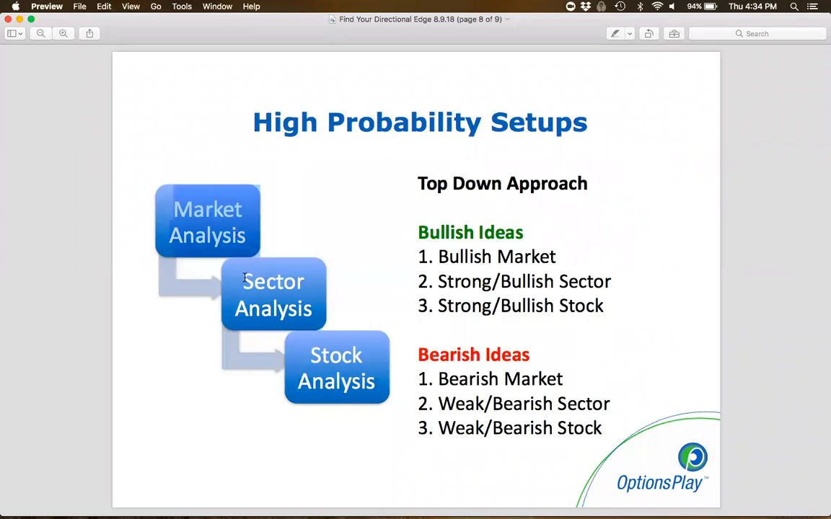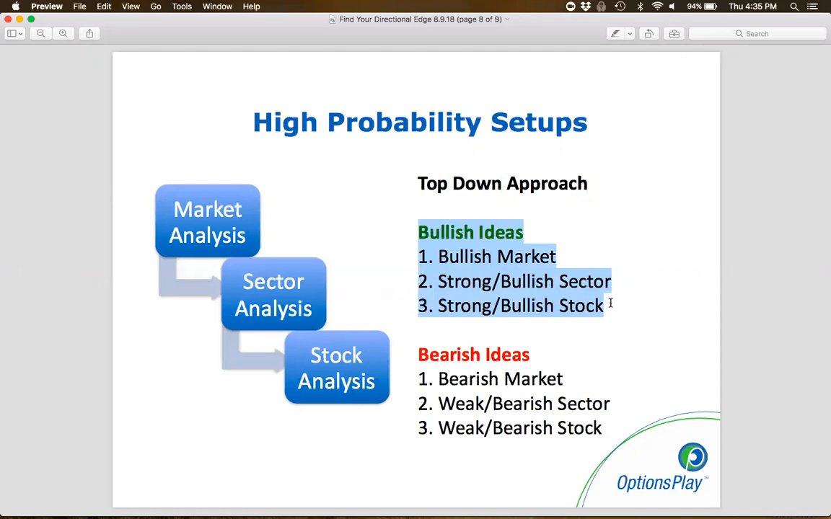Then once we have identified whether the market is bullish or bearish, we then look at the individual sectors. We look at which sectors are strong and which sectors are weak, and that helps us really narrow down which sectors and which stocks to look at within those strong and weak sectors. So when we have identified a bullish market, what we're really looking for is a strong or bullish sector, and then we try to find strong and bullish stocks within that strong and bullish sector.